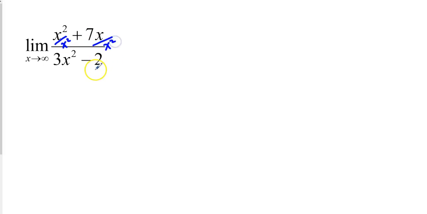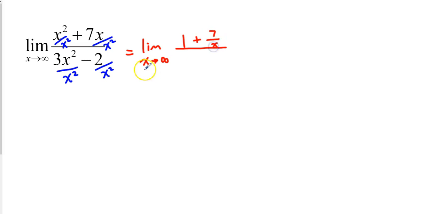As long as I'm dividing all the terms, I'm maintaining the equality of the expression. Okay, so as you rewrite it, this is really important: rewrite the limit as x approaches infinity. We haven't taken the limit yet, so we need to continue to write it. Now let's rewrite what's left. That just simplifies to be a 1. The x's divide out, so I have 7 over x. Bottom left is a 3. Bottom right, negative 2 over x squared.